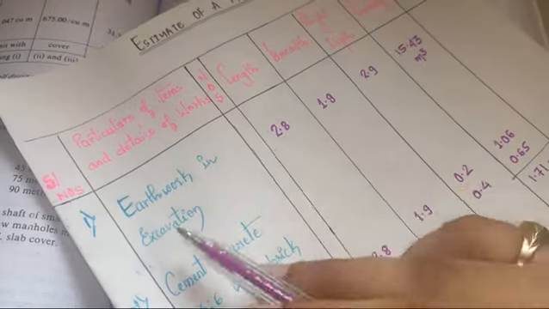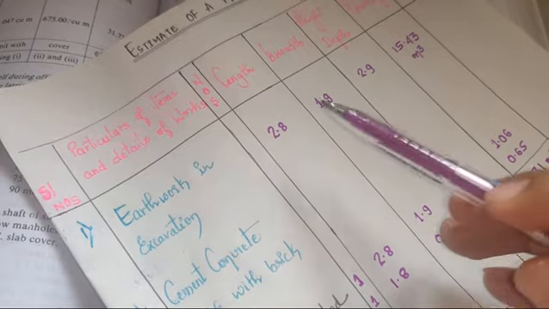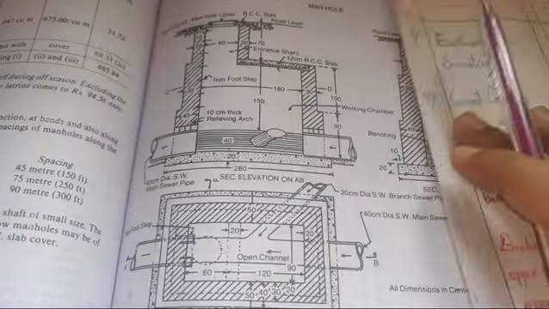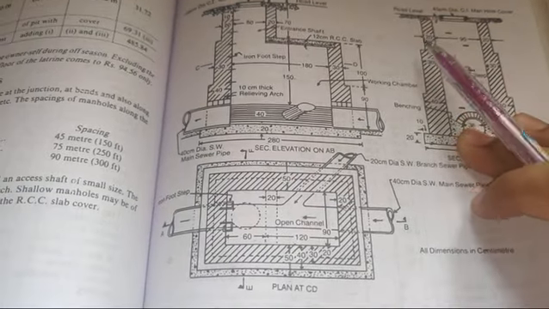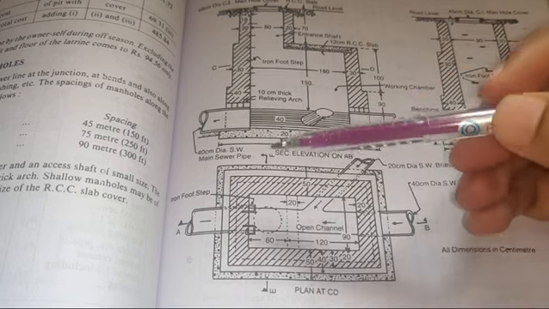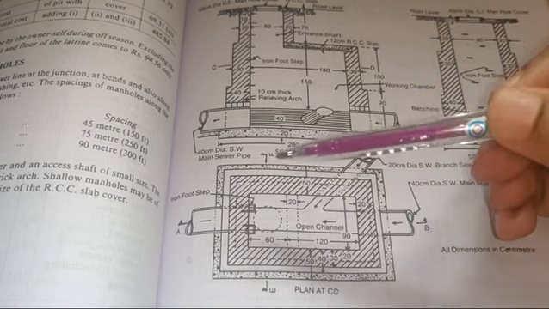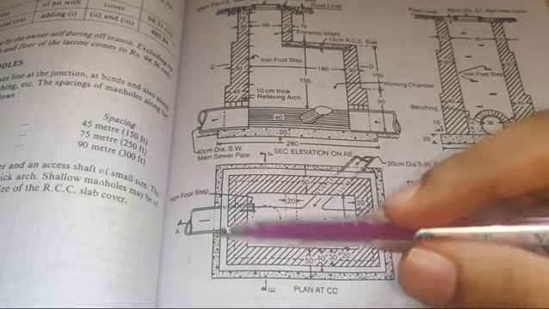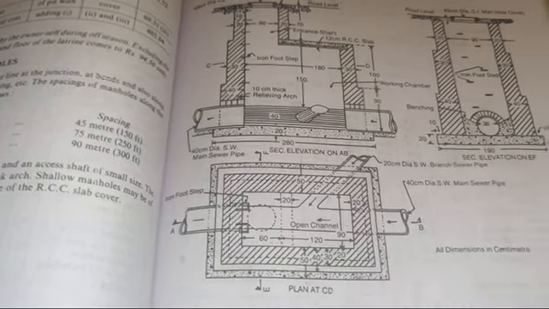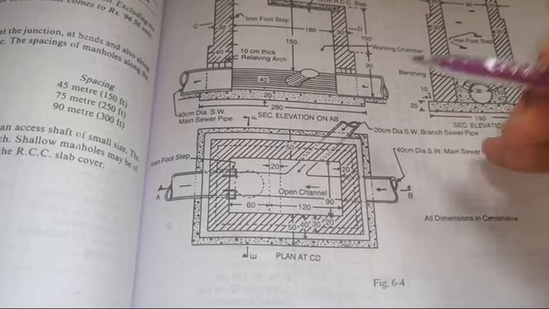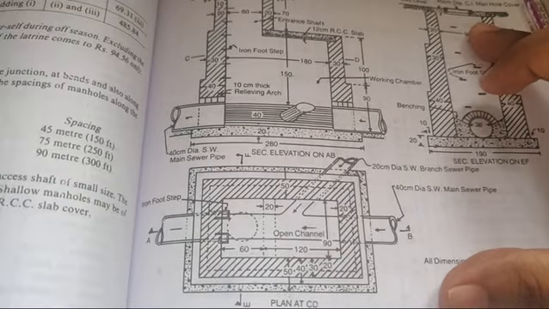The first quantity is earthwork in excavation. We'll have a look at how we got these dimensions. One thing is, you first have to check the plan to find out the dimensions. As I have already told, the length of the excavation and width of the excavation will be the same as that of the PCC bed. Now you have to look at what is the length of the PCC bed and width of the PCC bed.